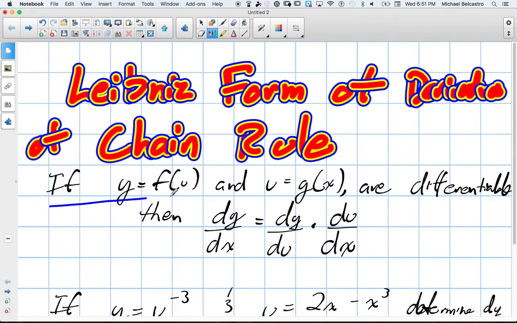So what does that look like? Well, here is essentially the notation for it. If y is equal to f at u and u is equal to g at x, so essentially a function within a function, and they're both differentiable equations, then the derivative dy/dx is equal to dy/du times du/dx. So this multiplication is going to come in a little handy here.